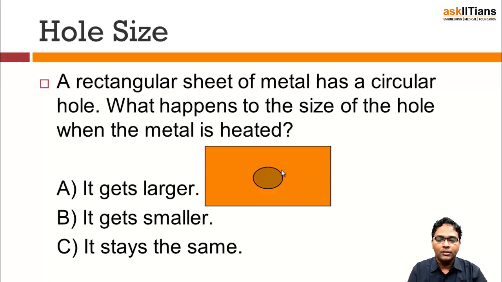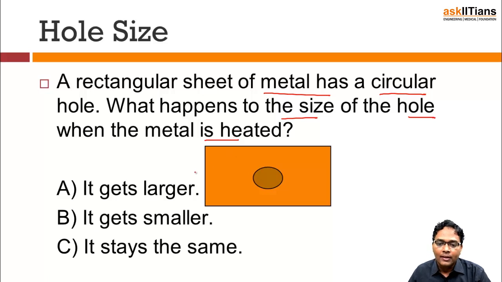So for instance, say you have a rectangular sheet of metal which has a circular hole. This is not looking circular, but let's assume that it is. What happens to the size of the hole when the metal is heated? If we heat the metal, what exactly happens? It gets larger, it gets smaller, or it stays the same. Obviously the last two cannot be possible, because when heated, let's try to understand it this way. We are talking about the hole.